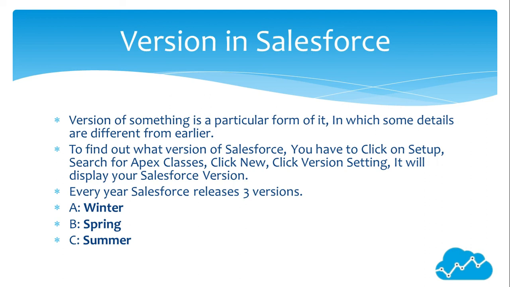Version in Salesforce. Version of something is a particular form of it in which some details are different from earlier. To find out what version of Salesforce you have, click on Setup, search for Apex class, click New, click Version Settings. It will display your Salesforce version. Every year, Salesforce releases three versions: winter, spring, summer.